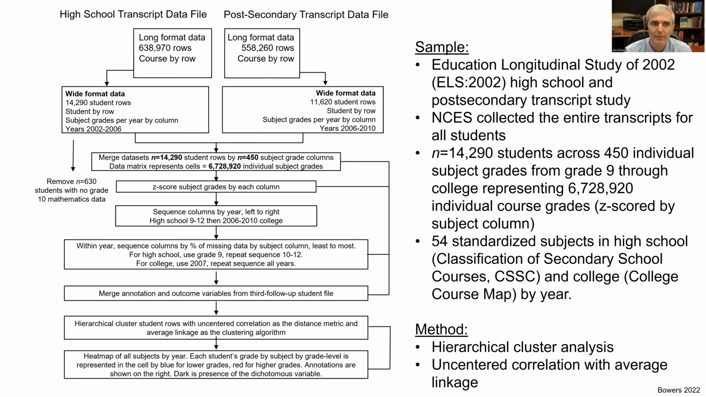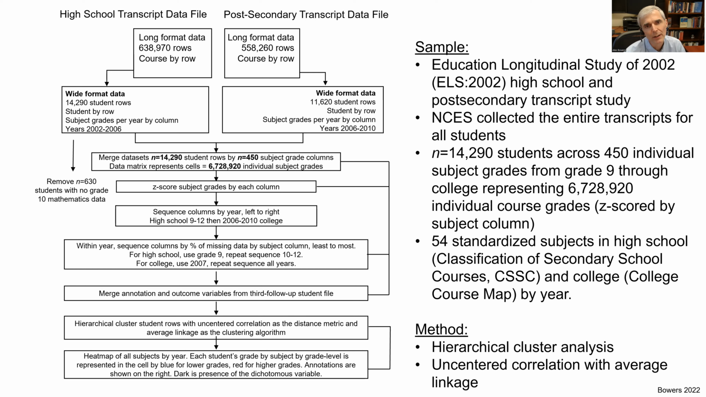So the National Center for Education Statistics collected the entire transcripts for all students for a nationally generalizable sample of a little over 14,000 students across 450 individual subject grades from grade 9 through college, which represents a little over 6.5 million individual course grades, which we then z-score. And you can think about the ELS 2002 data set.